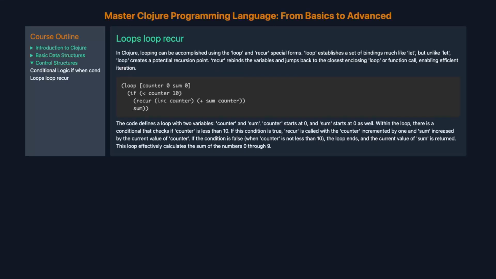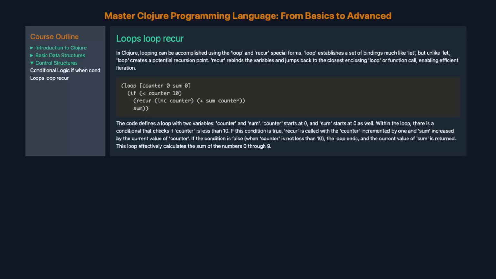Loops: loop, recur. In Clojure, looping can be accomplished using the loop and recur special forms. Loop establishes a set of bindings much like let, but unlike let, loop creates a potential recursion point. Recur rebinds the variables and jumps back to the closest enclosing loop or function call, enabling efficient iteration.